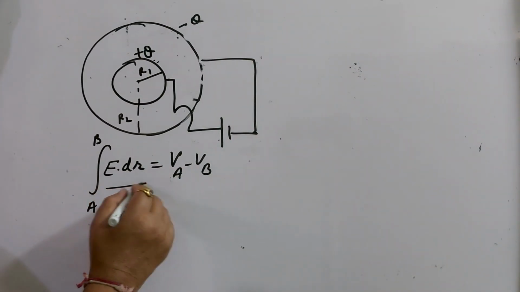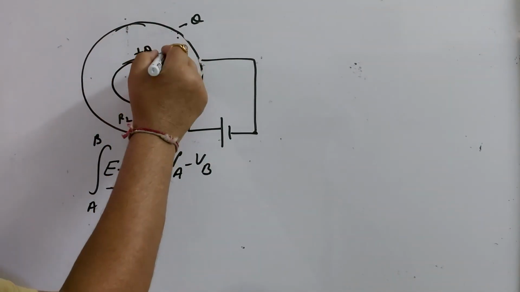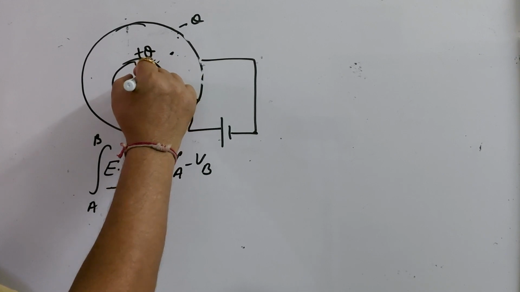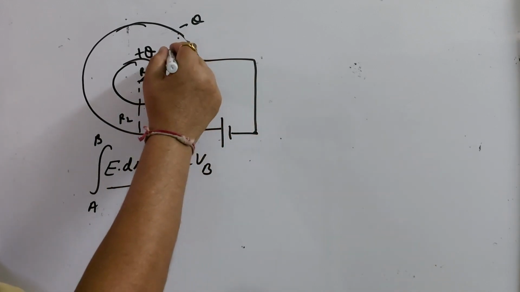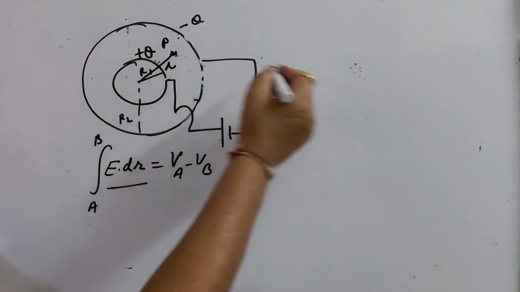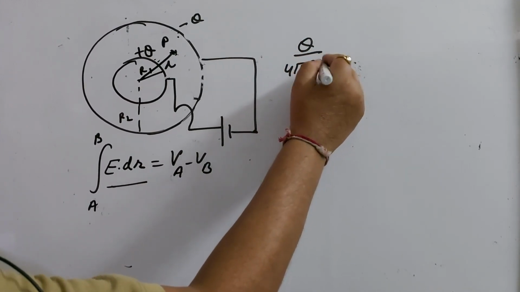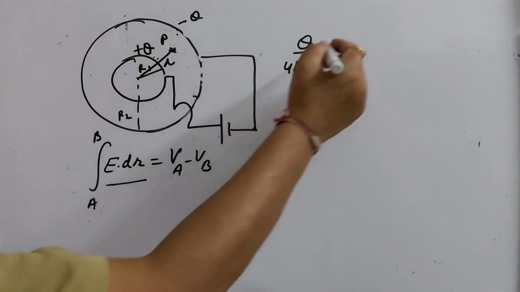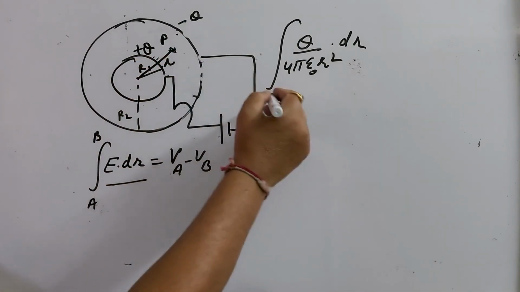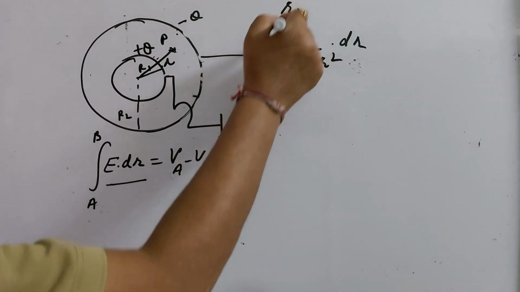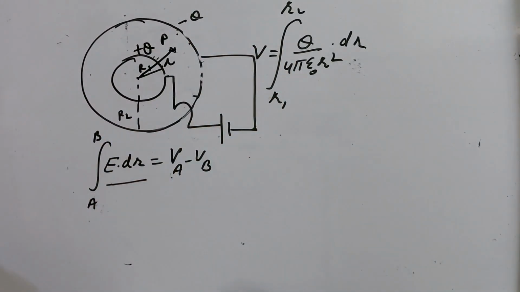Now E dot dr means, suppose this is the point and this is at distance r from this. The field at this point, say P, is q by 4 pi epsilon naught r square. This is E at this point dot dr, and you integrate this with limits from r1 to r2. This will be equal to VA minus VB, which is basically the potential difference between these two.